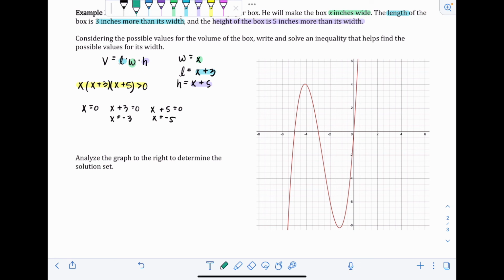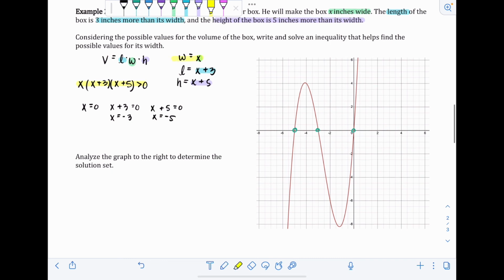And then you can see those on the graph. So we have an x-intercept at negative 5, at negative 3, and then at 0. And then the rest of the graph could be figured out with end behavior and so on. I'm not going to go too far into that. But if we analyze the graph now, our input value, the x, was our width. So all the x-axis, those are all our possible values for width. And then the output value, that was what we got from multiplying all this together. That was the volume. So that means that our y-axis is going to be the volume.